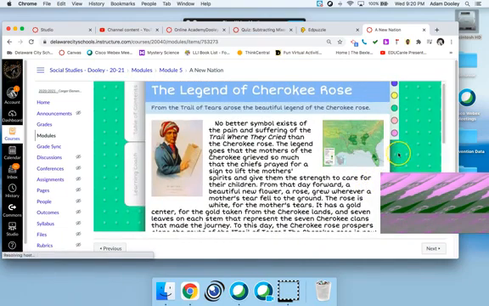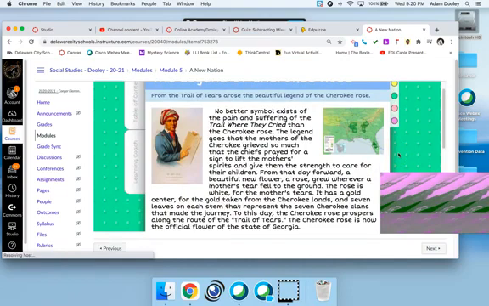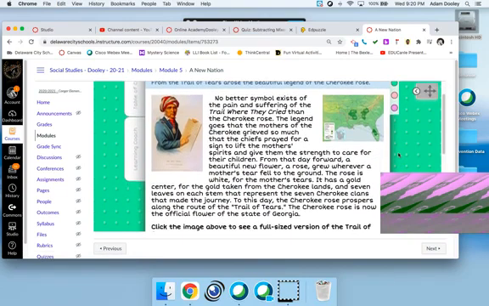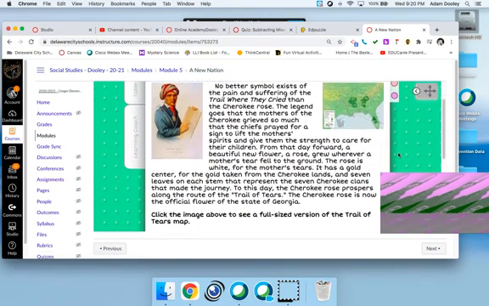The legend of the Cherokee Rose. From the Trail of Tears arose a beautiful legend of the Cherokee Rose. No better symbol exists of the pain and suffering of the trail where they cried, the Cherokee Rose. The legend goes that the mothers of the Cherokee grieved so much that the chiefs prayed for a sign to lift the mothers' spirits and give them strength to care for the children. From that day forward, a beautiful new flower, a rose, grew wherever a mother's tear fell to the ground.